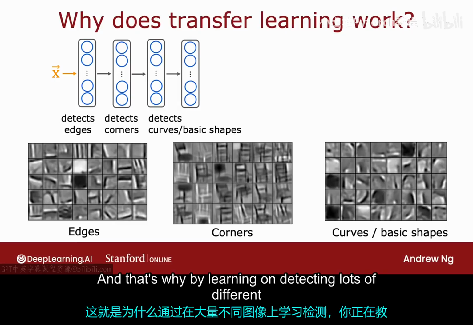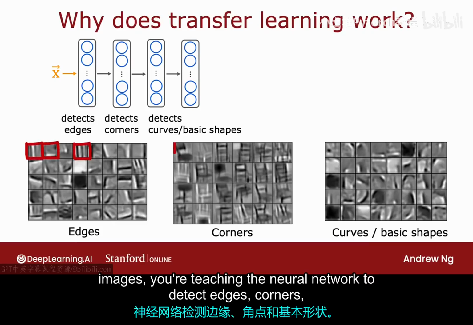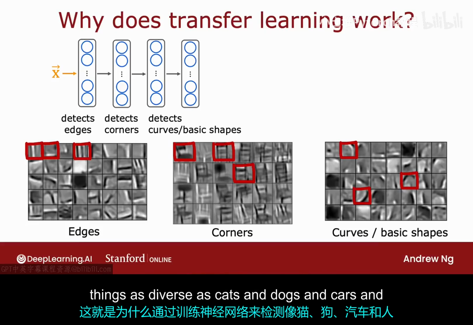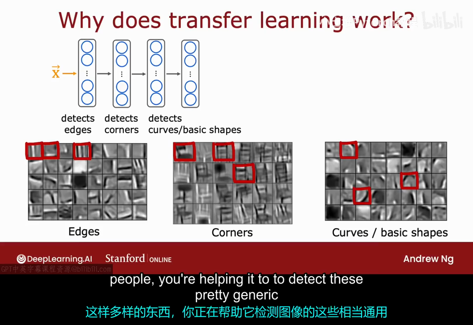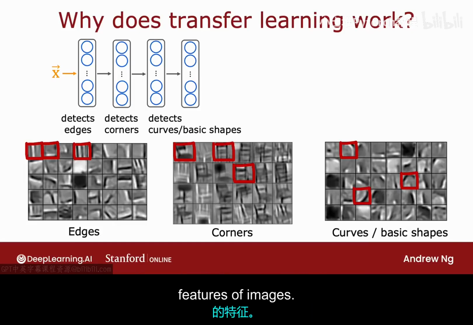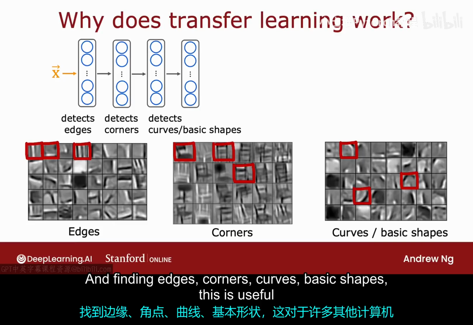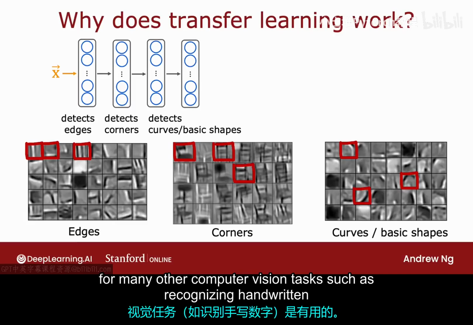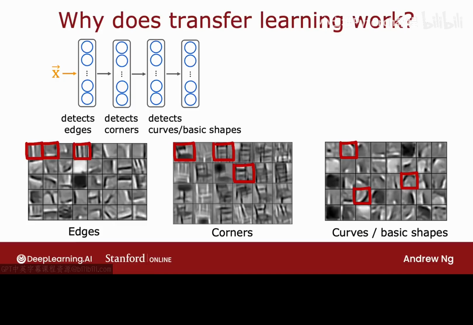And that's why, by learning on detecting lots of different images, you're teaching the neural network to detect edges, corners, and basic shapes. And that's why, by training a neural network to detect things as diverse as cats and dogs and cars and people, you're helping it to learn to detect these pretty generic features of images: edges, corners, curves, basic shapes. This is useful for many other computer vision tasks, such as recognizing handwritten digits.